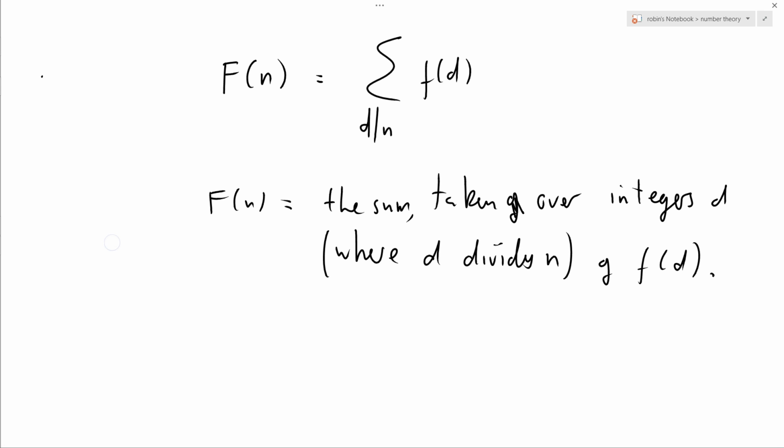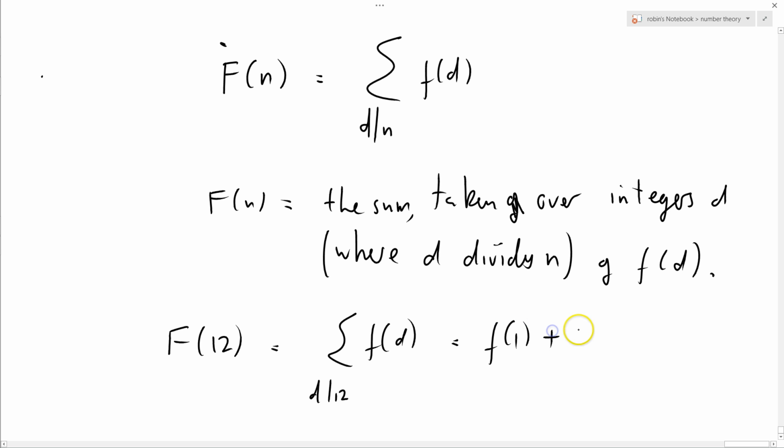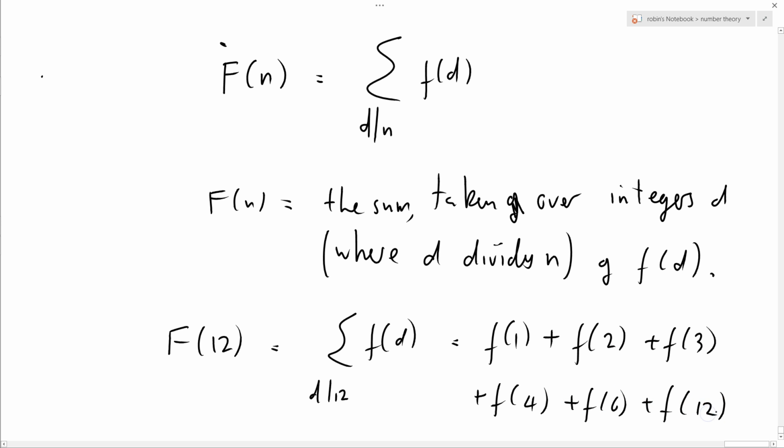Yep, so we'll just have a little example of this. So F of 12, I guess, equals sigma, and quite often you use this notation with the uppercase letter here and the lowercase letter here, over d divides 12 of little f of d, equals little f of 1, because 1 divides 12, plus f of 2, plus f of 3, plus f of 4, 5 doesn't go into 12 of course, plus f of 6, plus f of 12.